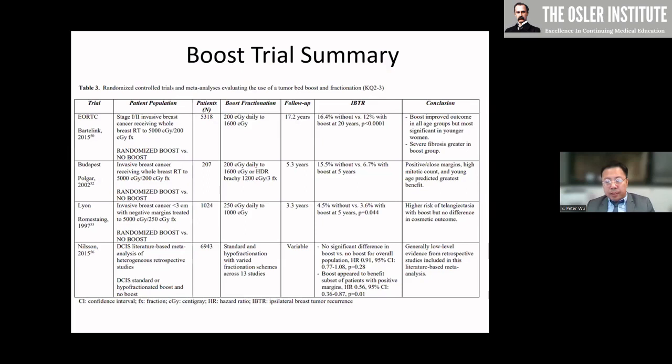A nice takeaway that we didn't mention earlier is that even for patients with positive or close margins, high mitotic count, and young age, the boost did add extra benefit and actually added greatest benefit. So these are nice populations to consider boosting.